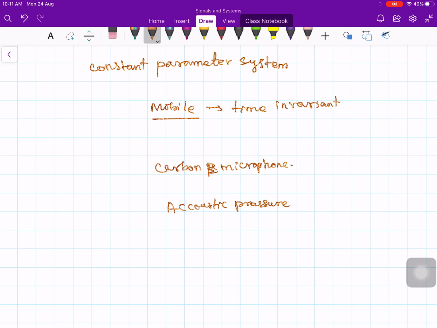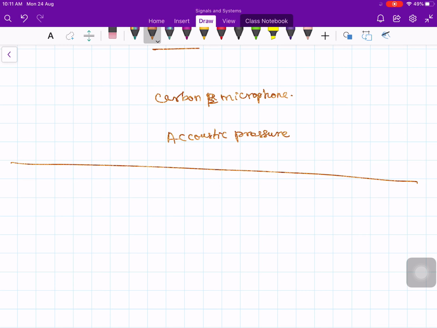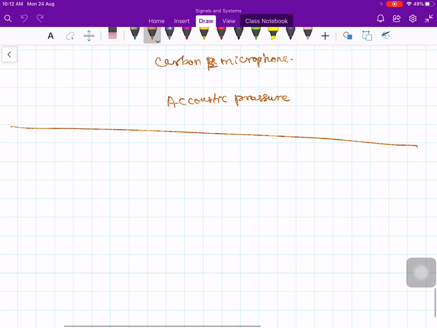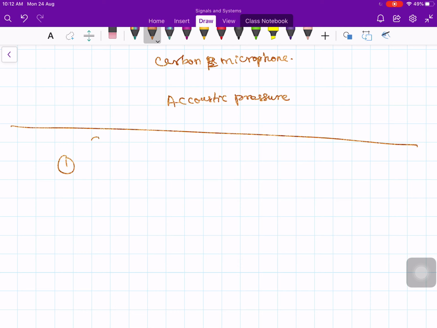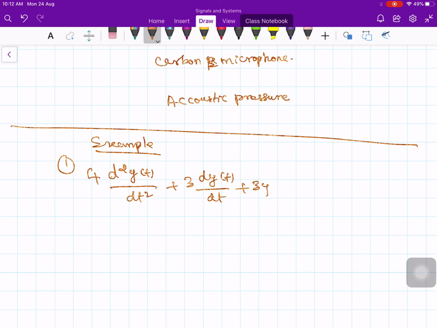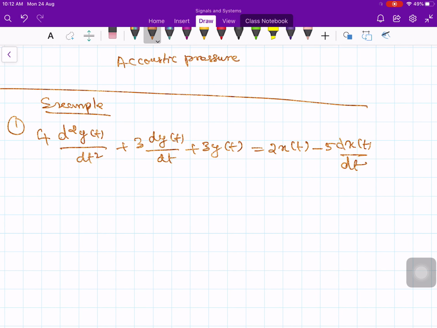So let us look at some equations here and see whether they are time varying systems or time invariant systems. The first one is 4 times d square y of t by dt square plus 3 times dy of t by dt plus 3 times y of t is equal to 2 times x of t minus 5 times the first derivative of the input. Let me take one more example for discrete time: y of n plus 2 plus 3 times y of n plus 1 plus 3 times y of n is equal to 2 times x of n.